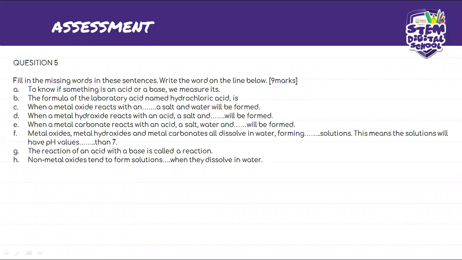Okay, let's go to F. Yeah, the way you answered, that's nice. I like that format. So just keep your fingers crossed. F: Metal oxides, metal hydroxides, and metal carbonates all dissolve in water, forming dash solution. This means that the solution will have pH values dash than 7. So you take note.